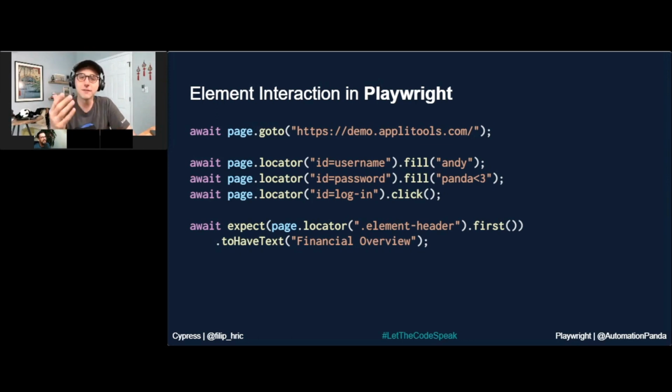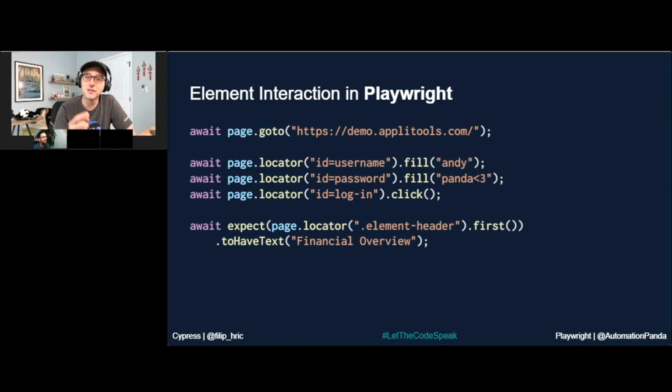So if you want to visit something, page go to. If you want to do things with elements, first what you do is you say page locator and pop in your query to access that element. And that will give you a locator object from which you can perform interactions. So you can fill it with text. You can click on it. And you can do basically any sort of interaction a human would.